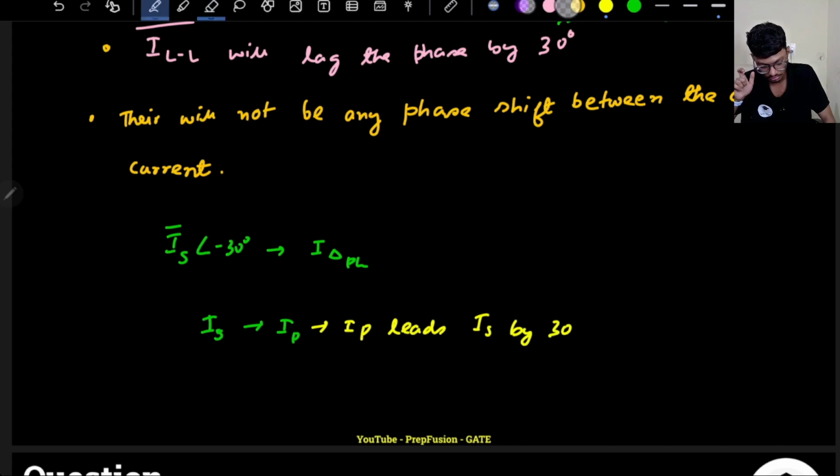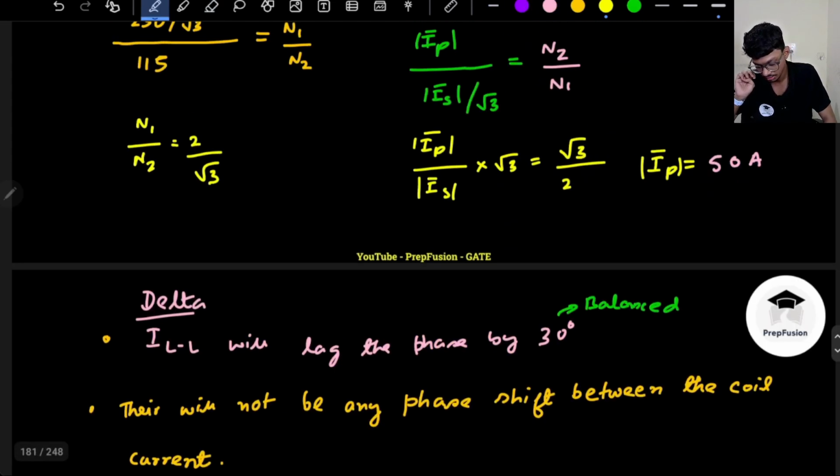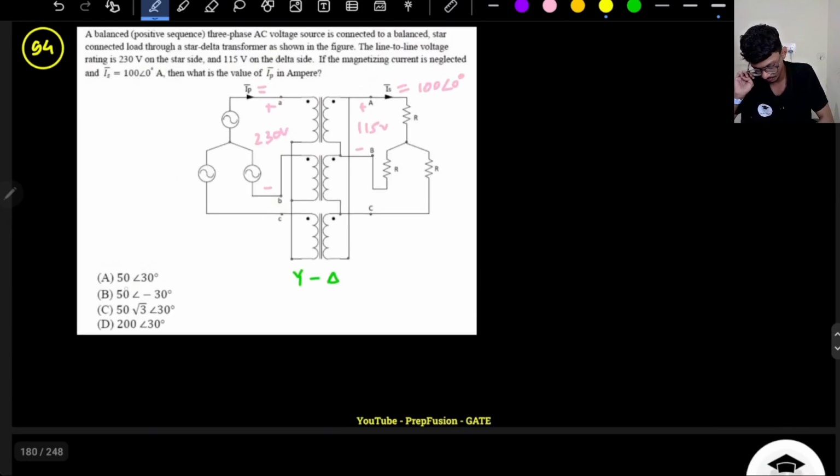Okay, so this is what we say. This will be 50 angle plus 30, which will be present in option A. For the phase angle, you don't have any other method. You have to solve using this only.